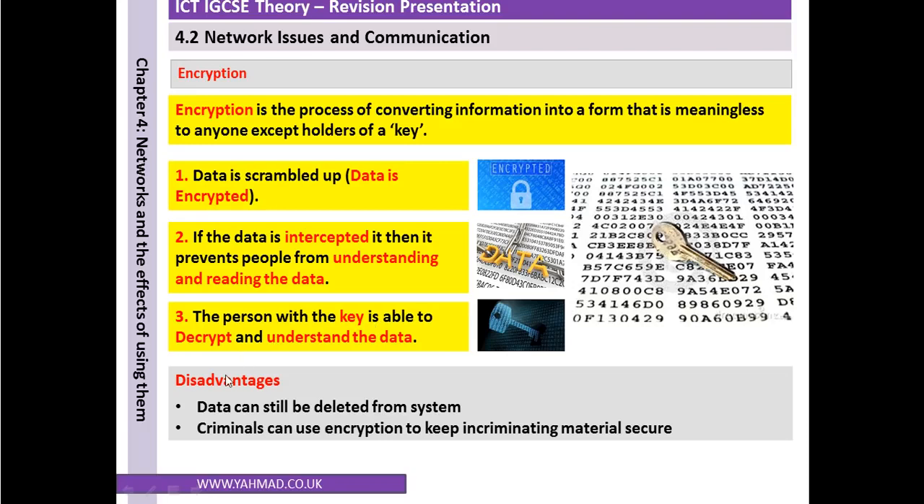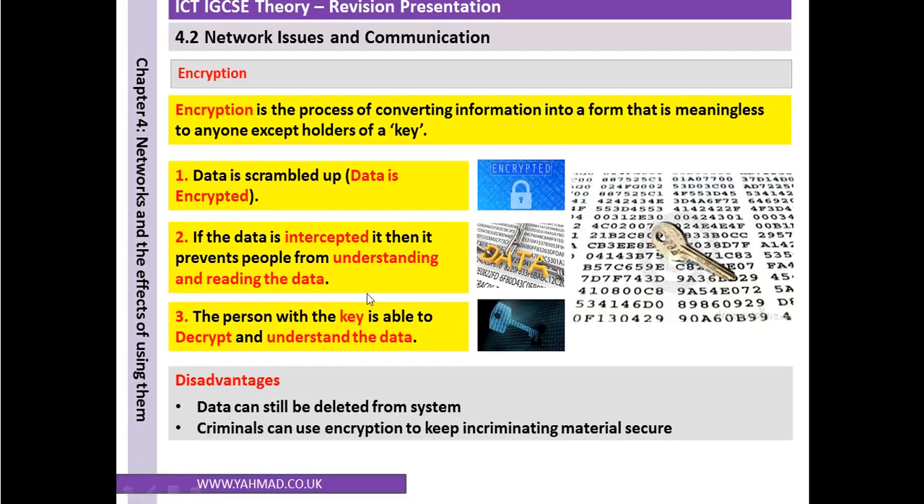So disadvantages: data can still be deleted from the system. Criminals can use encryption to keep incriminating material secure.